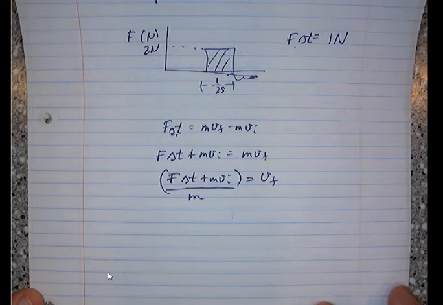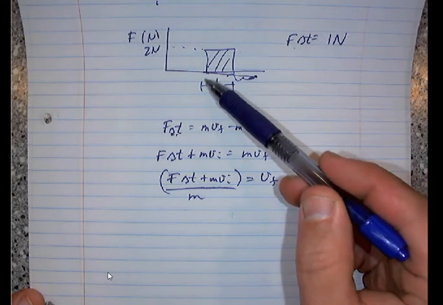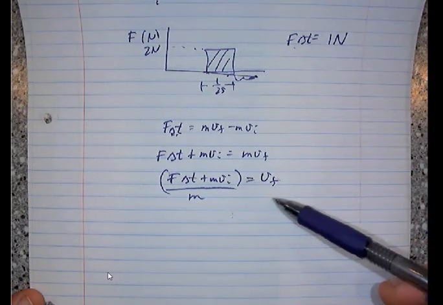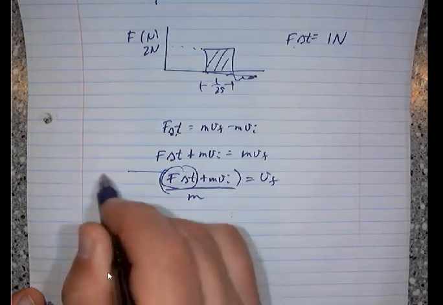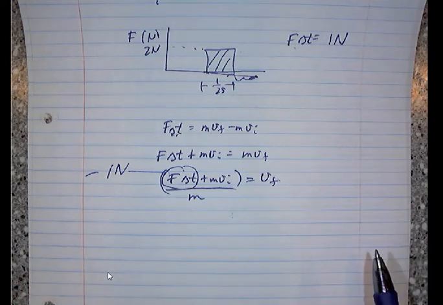And that's part B. Part C is the same problem. It's just now, in part C, the force is negative. So the force is making you slow down. So do the same thing in part C. It's just that this F delta t term is going to be minus 1 newton second. And then you'll have to see if this comes out to be positive or negative.